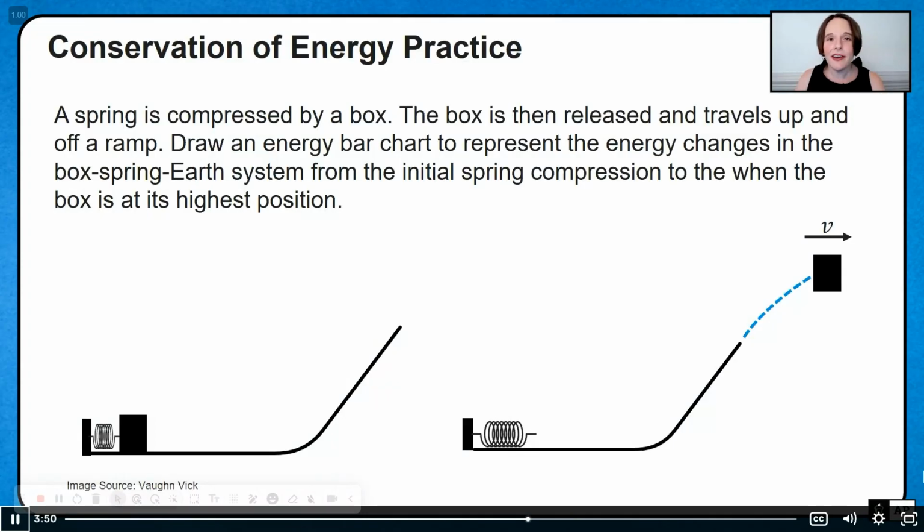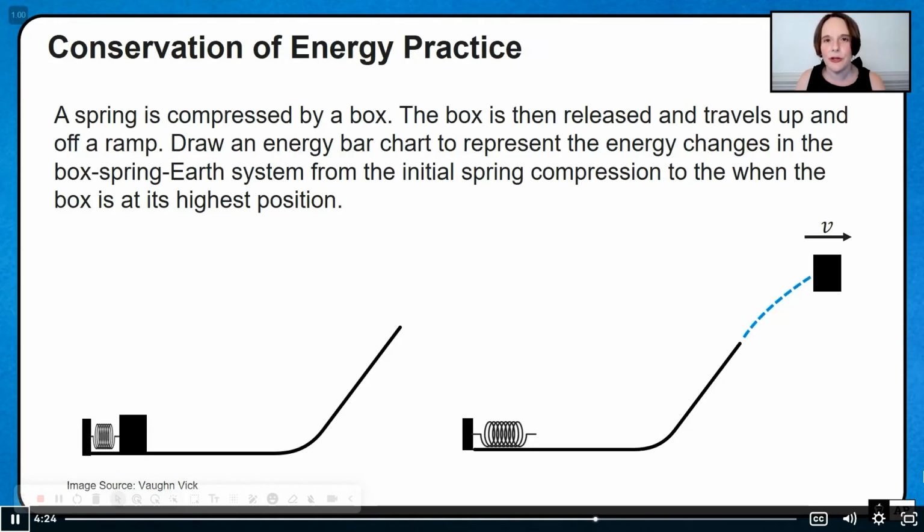So here's a box. It is going to compress a spring. When we compress the spring and then release the box, it is going to travel up a ramp and be launched like a projectile back from unit 1. So we want to see what type of energy is present at each point, the beginning and at the end here, where we've located that the box is actually at its highest point and it's still moving. So take a minute and think what types of energy are present at the beginning and what types of energy are present at the end.